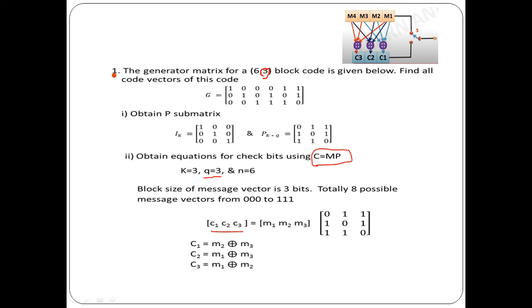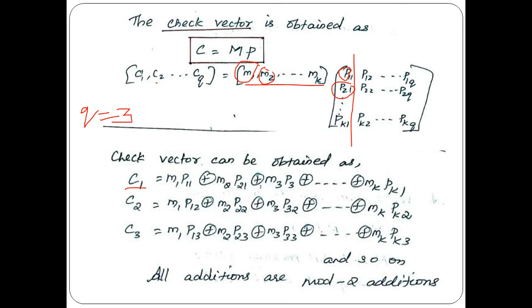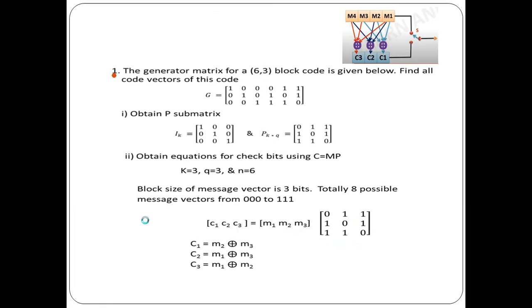3 message bits are there. So that's why we can name them M1, M2, M3. From the given generator matrix, we have extracted the P matrix. That one I will write here: C equals M into P. We will do this type of operation and find C1, C2, C3 for this present problem.